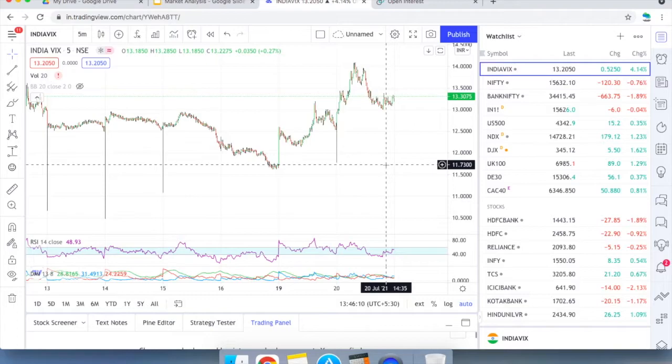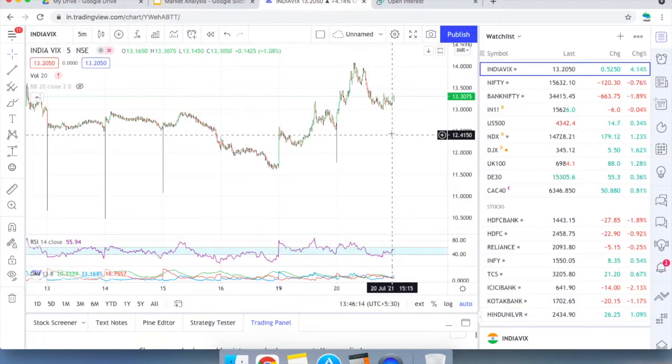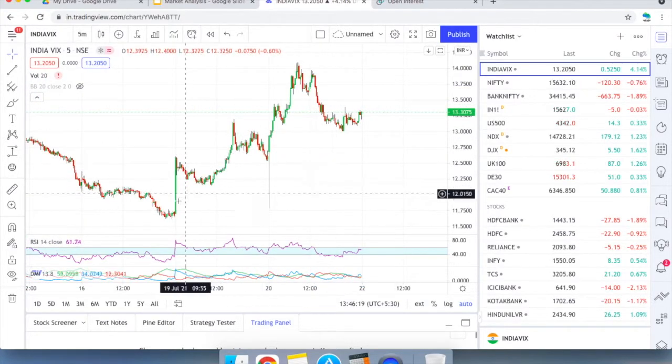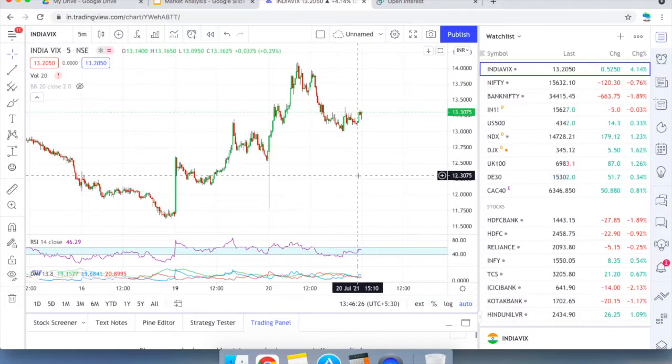Whenever the market is going down, VIX will shoot up. So VIX shot up to 14 levels and then settled back at 13.3 levels. So VIX is spiking upwards, right? So VIX is spiking up, which may give surprises to option sellers, right?